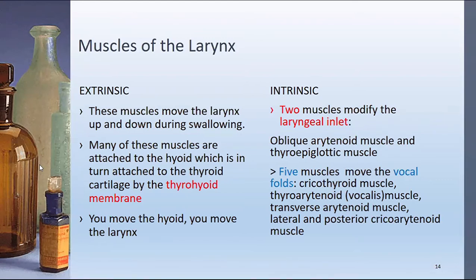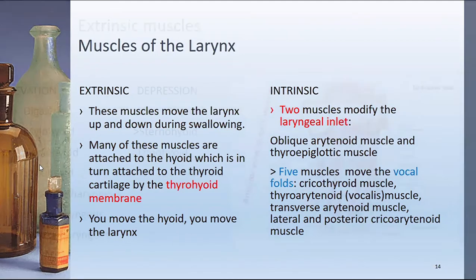We have seven. Two muscles are involved in opening or closing the inlet, the entrance to the larynx: the oblique arytenoids and the thyroepiglottic muscles. The remaining five move the vocal folds, so they open and close the vocal folds: the cricothyroid, thyroarytenoid or vocalis muscle, transverse arytenoid muscle, and the lateral and posterior cricoarytenoid muscles.